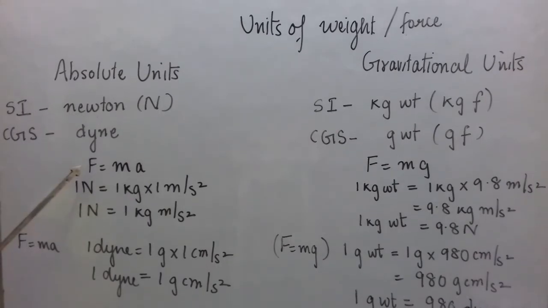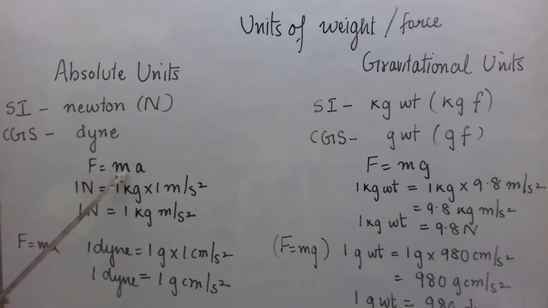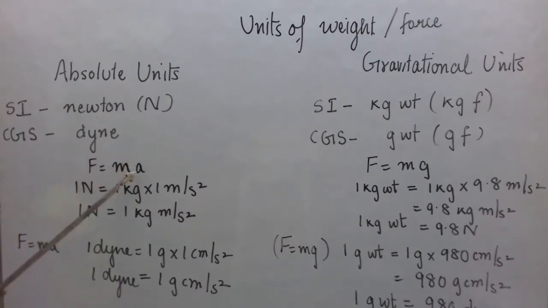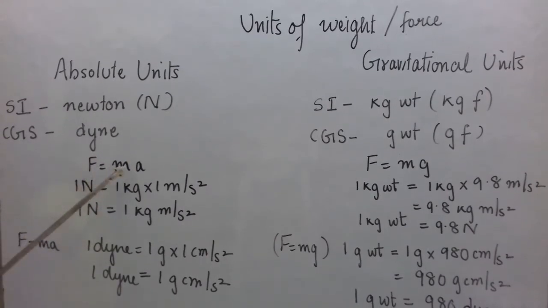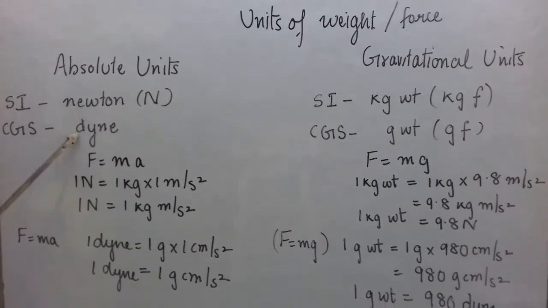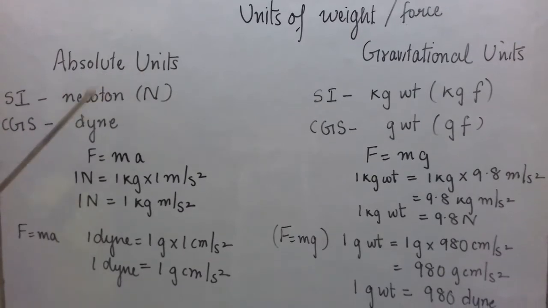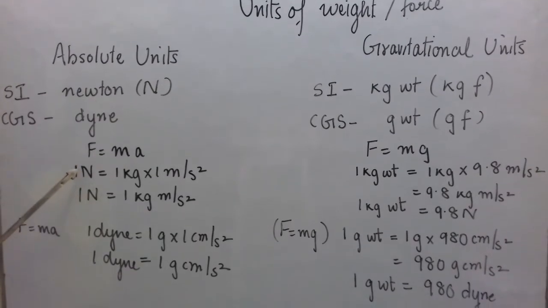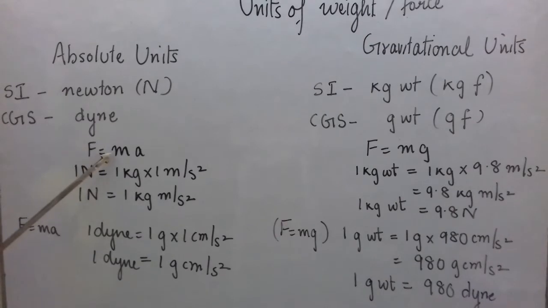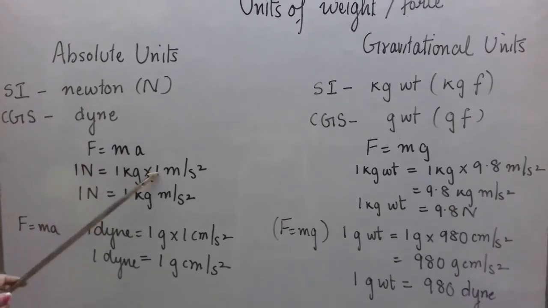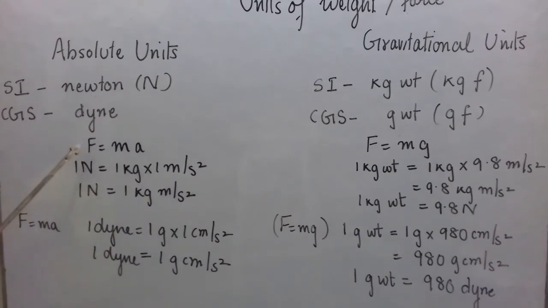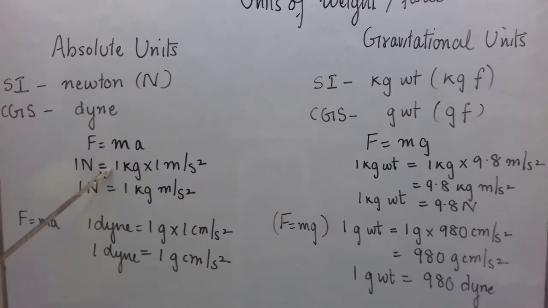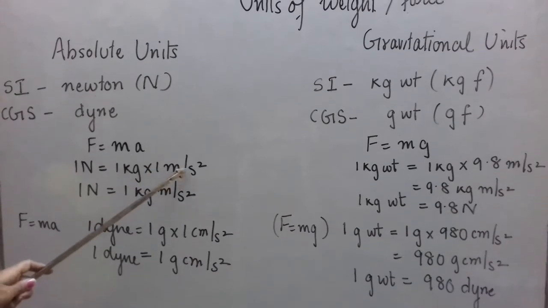The mathematical form of Newton's second law of motion is F is equal to ma, where F is a force acting on a body having mass m and producing acceleration a in that body. Using this expression, we can easily define the absolute units, Newton and dyne. For the definition of Newton, we take mass of a body as 1 kg and acceleration produced as 1 meter per second square. You know the definition of Newton: 1 Newton is a force which when acts on a body of mass 1 kg produces an acceleration of 1 meter per second square in it.